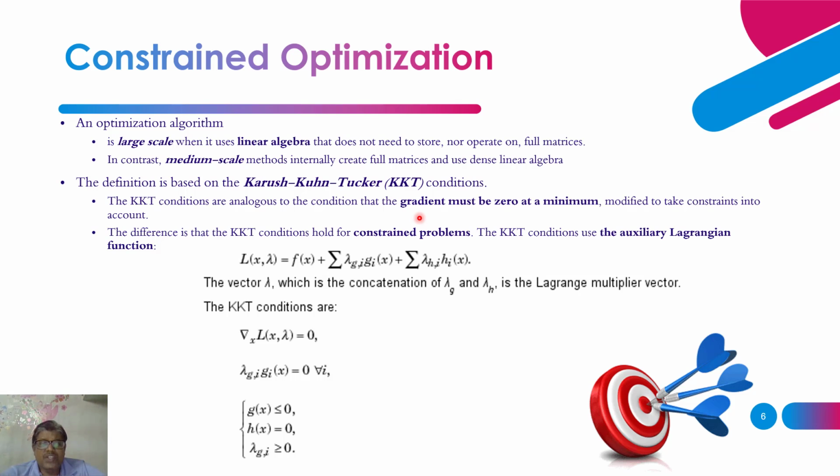A little modification is being used over here. Let us see what the gradient approach is. What we do is, the derivative should be equal to 0 at the minimum point. In the same way here also, we're going to consider your KKT conditions.